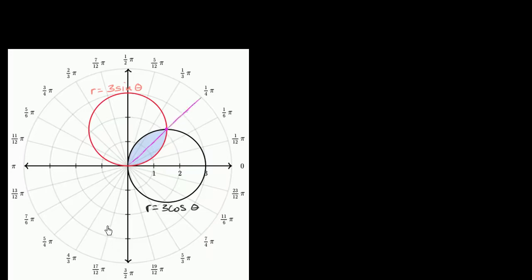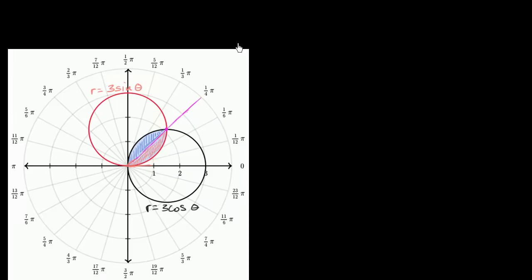And so the key is to realize that for theta being between 0 and pi over 4, we're bounded by the red circle, r is equal to 3 sine theta. And then as we go from pi over 4 to pi over 2, we're bounded by the black circle, r is equal to 3 cosine theta. So we could just break up our area into those two regions.